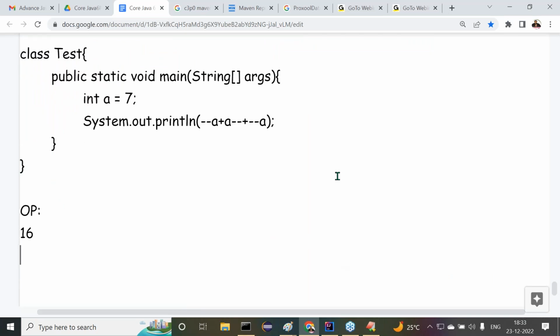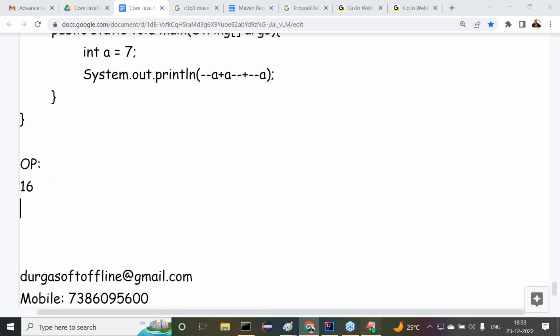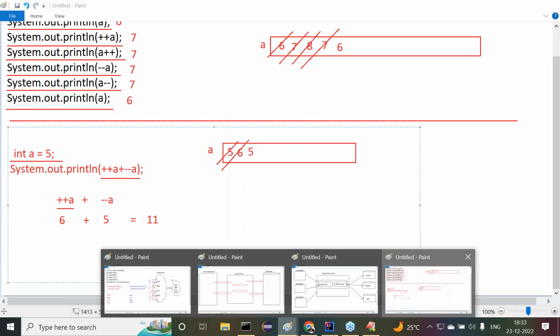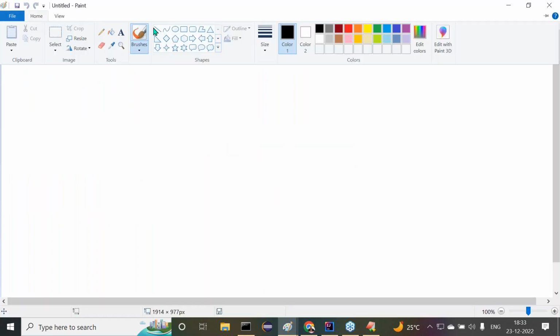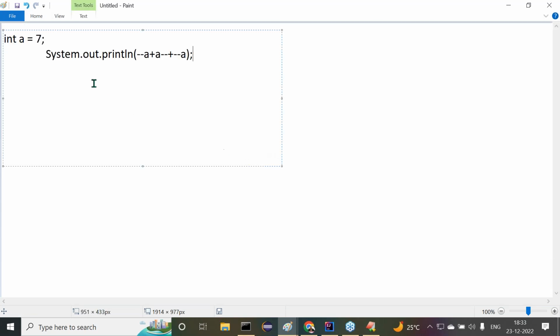But I need to give some explanation for it. Try to understand this explanation. Even though you are aware of all these points, I need to give some explanation. Try to check this. First of all, this is the program we have taken.